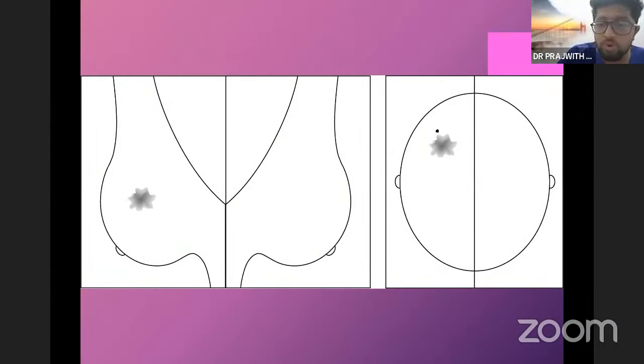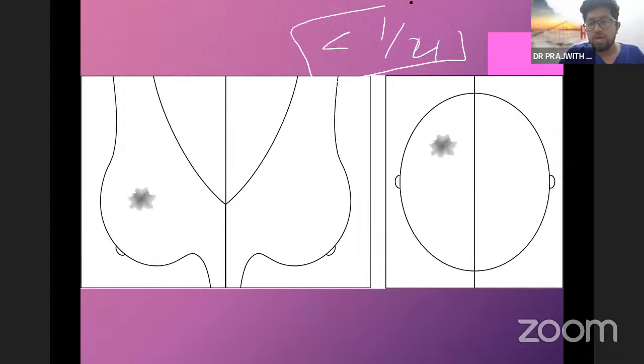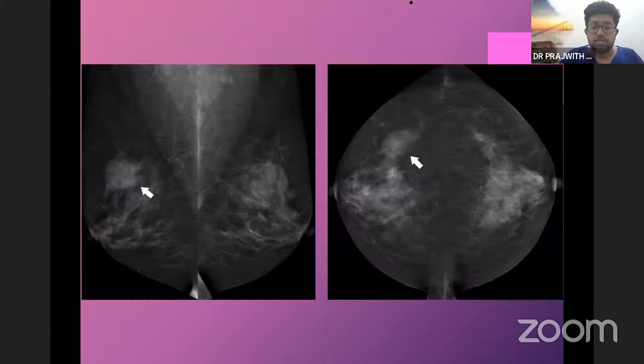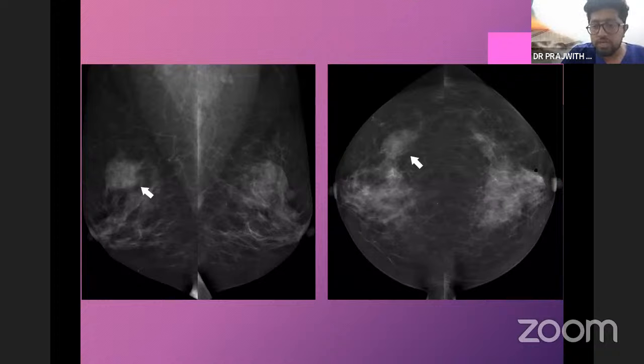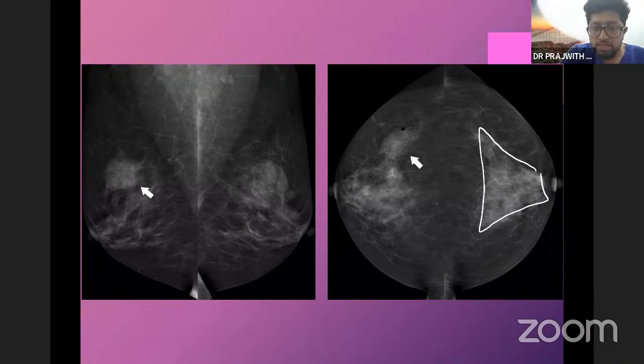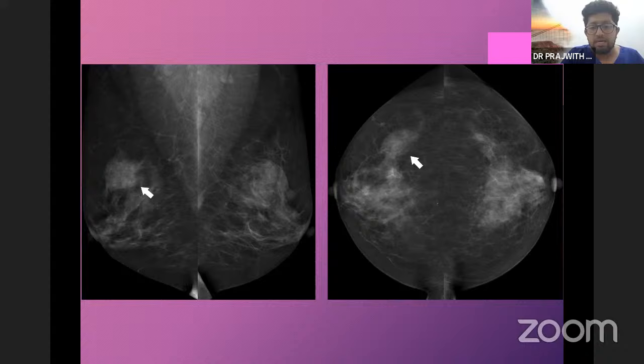Now, focal asymmetry, as I told, involves less than 1/4 of a quadrant. Less than 1/4 of the breast is involved, like the size of the lesion is covering less than 1/4 of the breast. Now, in this again, we can see this is the fibroglandular tissue, and this is the fibroglandular tissue. Here you have a lesion. This is almost convex, but here we can have some concave border. So again, we cannot call it a classical nodular or convex lesion. So that's when we call it a focal asymmetry.